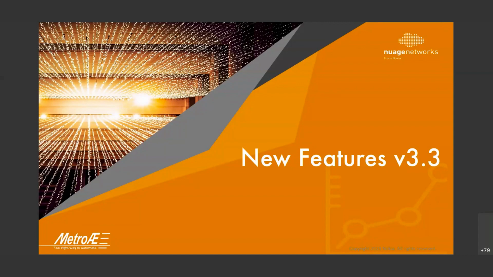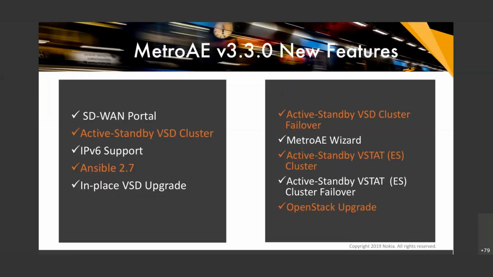Hello everyone. So we'll go over the new feature list for MetroAE version 3.3. We have a lot of features in this new version, and these are some of the features that went in the 3.3.0 release. I'll speak about all of them in the upcoming slides. For a full list of features, you can go to the release page, and there you can find all the features that have been implemented and all the issues that have been fixed for this release as well. Let's get into the first feature.